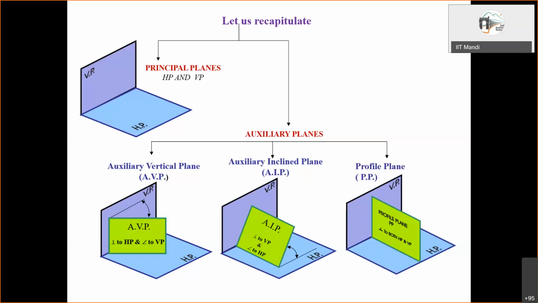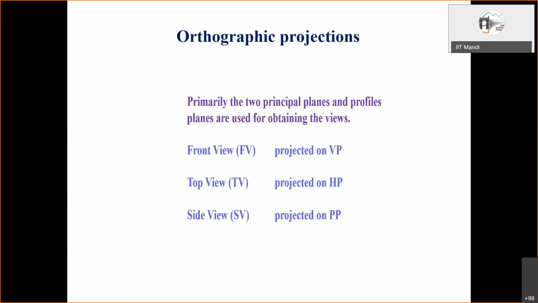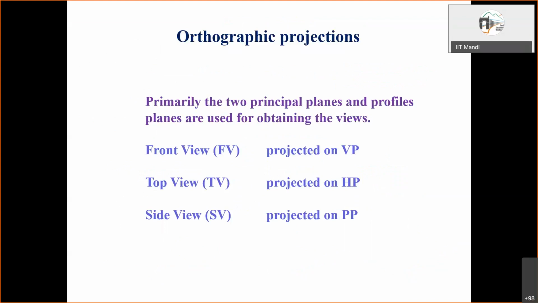Beyond this point, for this topic, orthographic projections, what we'll use for the projections are the vertical plane, horizontal plane, and the profile planes. That is, primarily we'll obtain the front view, top view, and the side view. We'll be using the horizontal plane, vertical plane, and profile plane so as to obtain front view, top view, and side view.